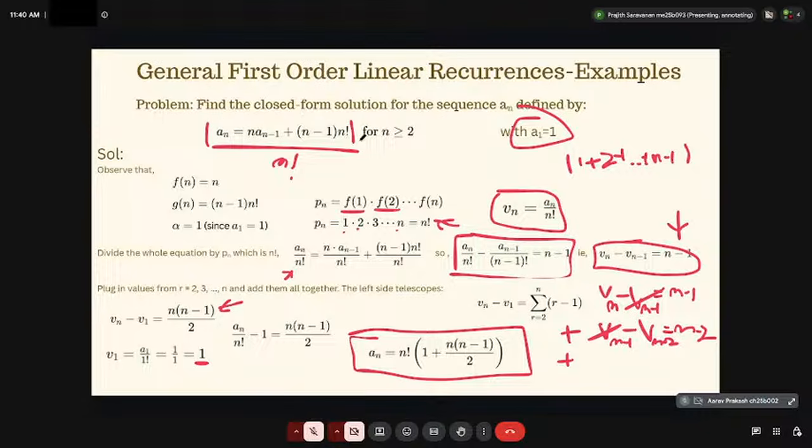So you see, it was not directly obvious to make this division. That's why we must have some intuition to do this.